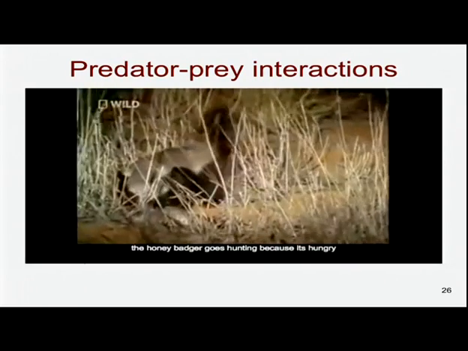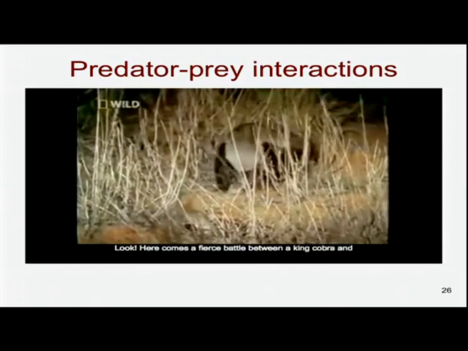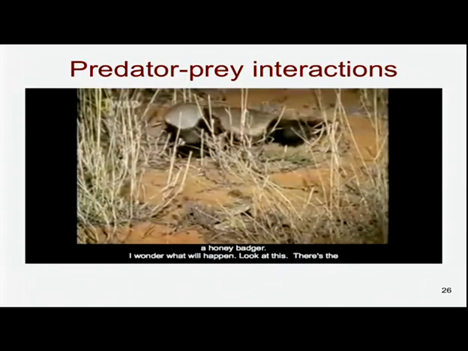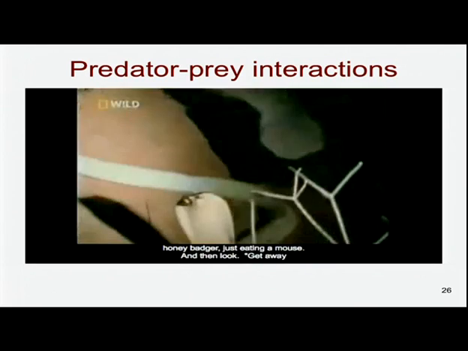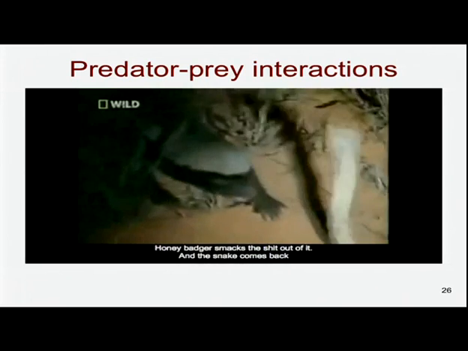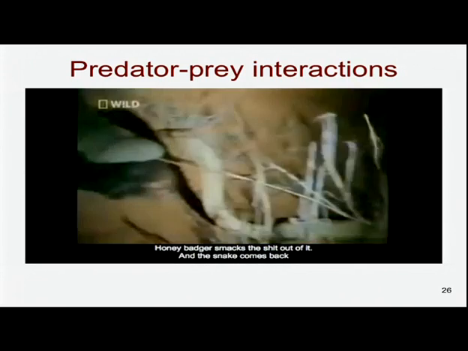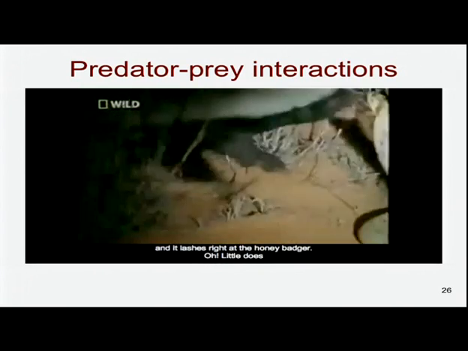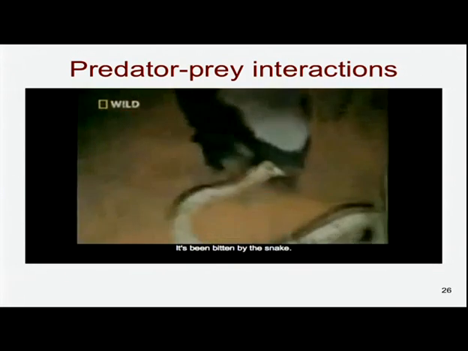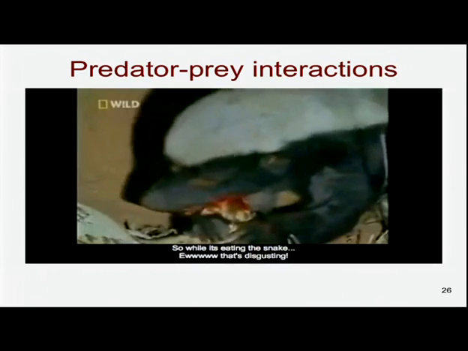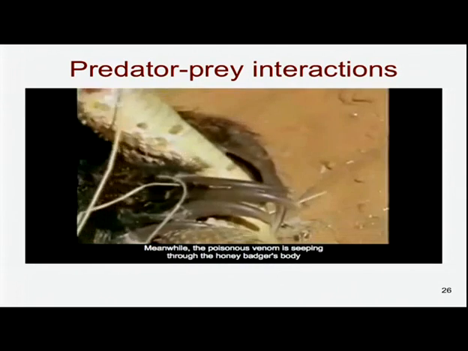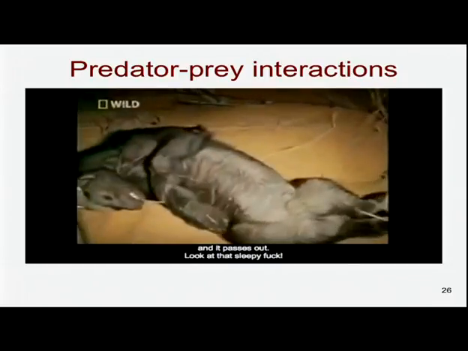At nighttime, the honey badger goes hunting because it's hungry. Look, here comes a fierce battle between a king cobra and a honey badger. I wonder what'll happen. Look at this. There's the honey badger just eating a mouse. And then look, get away from me, says the snake. Get away from me. Honey badger don't care. Honey badger smacks the shit out of it. The snake comes back and it lashes right at the honey badger. Oh, little does the honey badger know, FYI, it's been bitten by the snake. So while it's eating the snake, ew, that's disgusting. Meanwhile, the poisonous venom is seeping through the honey badger's body, and it passes out.